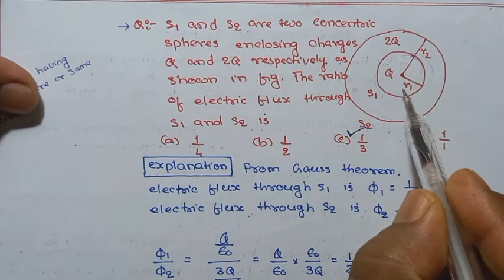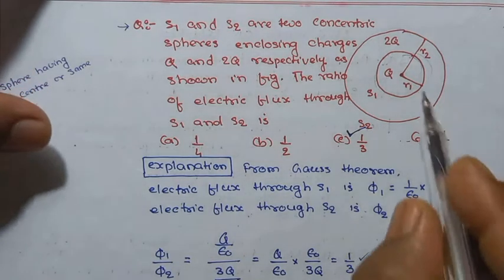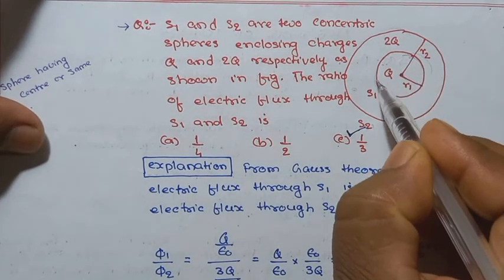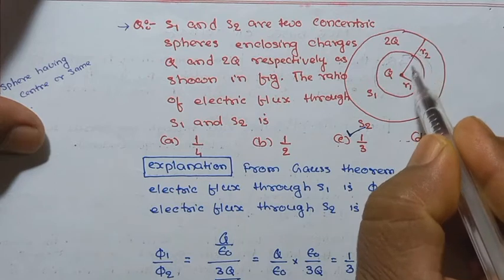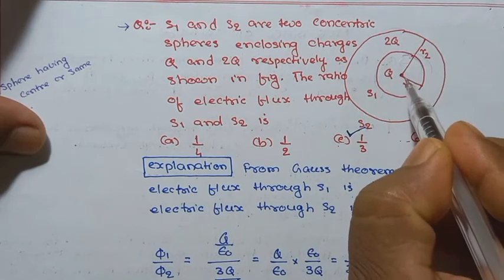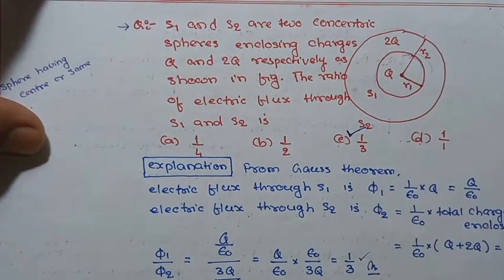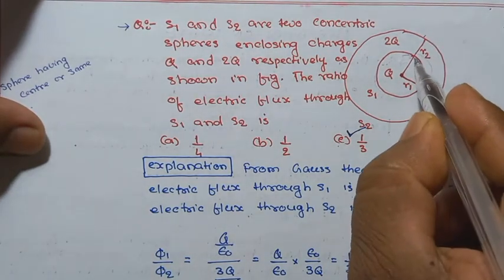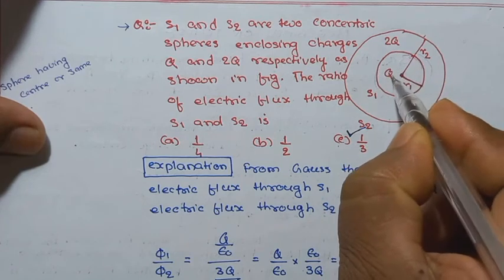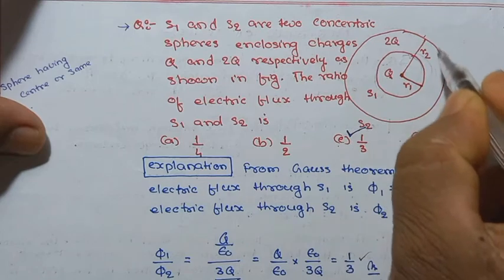So in this figure, concentric spheres means they have one center, that is the same center. So this is one sphere, this is another sphere. The radius of this sphere is R1, the radius of this sphere is R2. So the inner sphere encloses the charge Q and the outer sphere encloses both the charges. Okay.